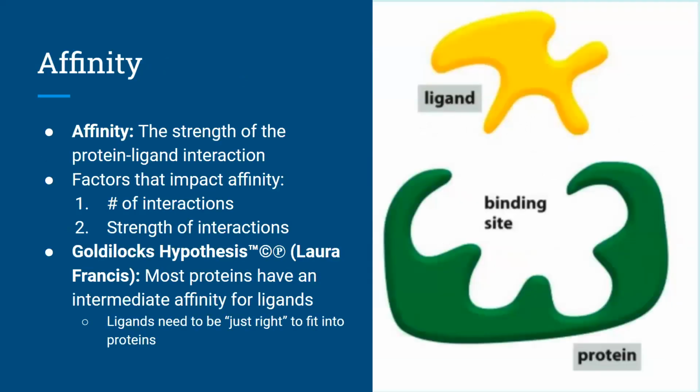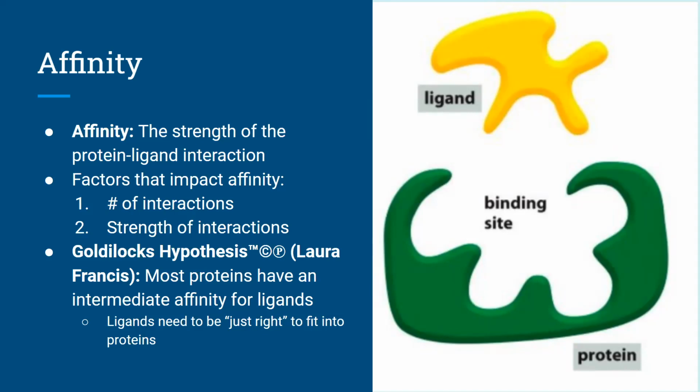Good. Awesome. Last slide of the night, and then we go to problem sets. Affinity is the strength of a protein-ligand interaction. There are two big factors. We've already done some problems with them: the number of interactions and the strength of the interactions, which also includes the structure of the interactions. If a ligand forms 5 interactions with the binding site, it will have a higher affinity than one with 3 interactions.